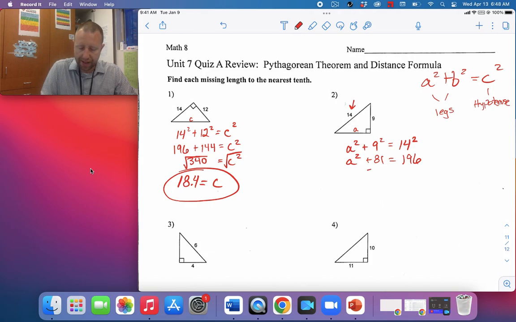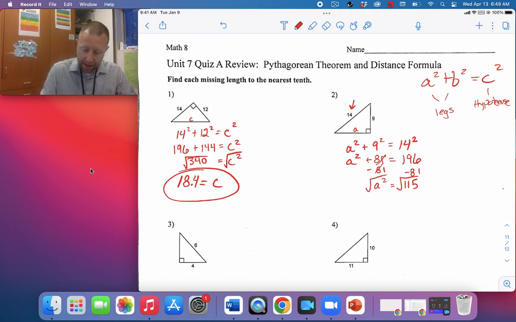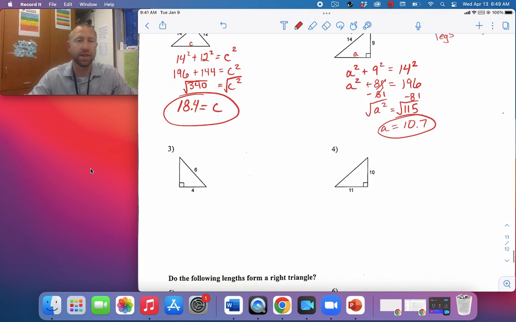So I'm going to subtract 81 from both sides, and I get a squared equals 115. And then I know to undo something being squared, we just take the square root. So I'll take the square root of both sides. When I take the square root of 115, and I round to the nearest tenth, that's what my directions say, it is 10.7. Okay, and that's all I'm doing for the rest of these as well.